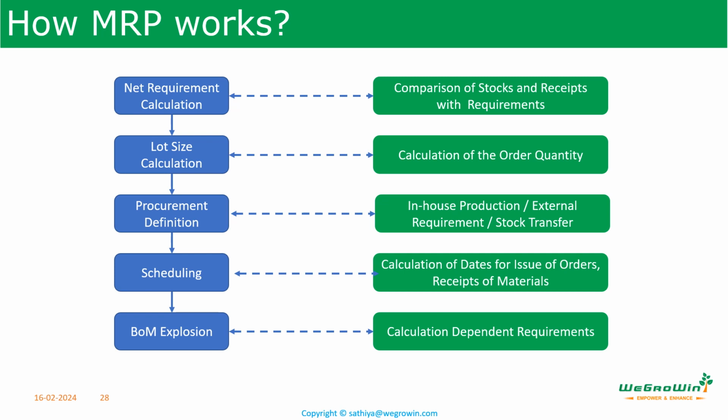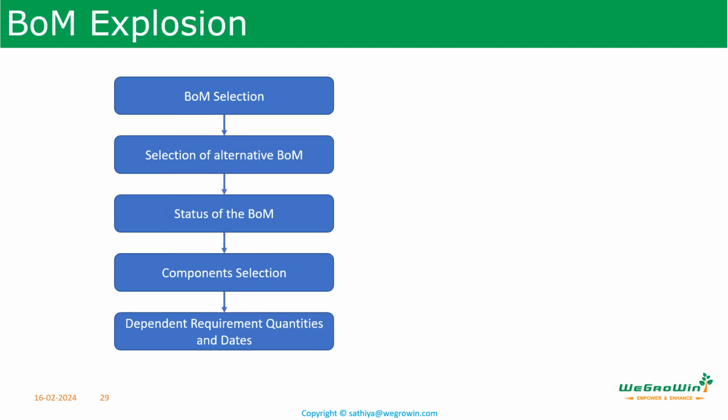And then the system has worked out the requirement. The system will consider next whether there is any further material to buy or any further material to plan. So the system will explode the BOM to the next level. That is the BOM explosion, so that it can calculate the next dependent materials. In BOM explosion, the system first checks the BOM selection, and then it will select the production BOM.